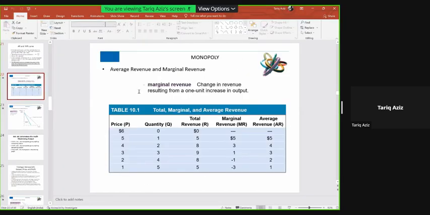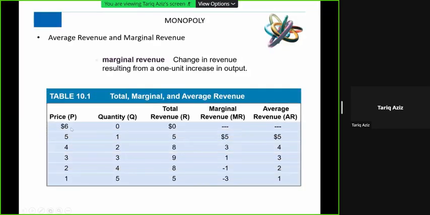Graphically, for example, this is an example of marginal revenue and total revenue in case of a monopoly. Prices are given in the first column and quantity is given in the second column. As we see, there is an inverse relationship, because as prices are decreasing, the quantity is increasing. So there is a negative relationship.